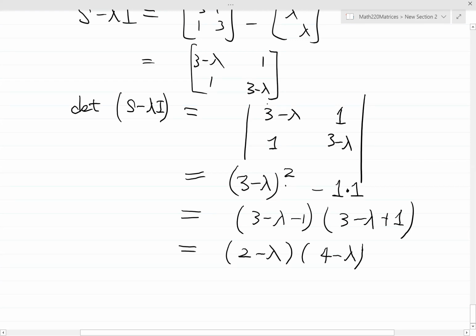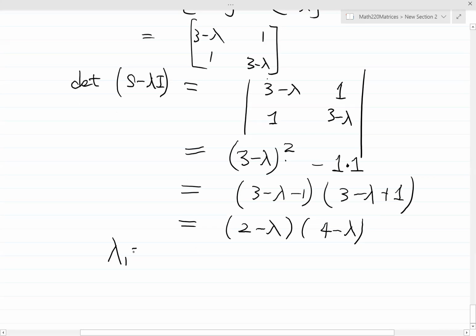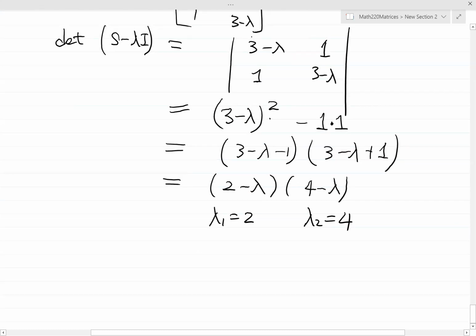So we have 2 eigenvalues. This is the characteristic polynomial. The roots of the characteristic polynomial tell us the eigenvalues. So lambda 1 is 2, lambda 2 is 4. Let me just write it. Lambda 1 is 2 here, lambda 2 is 4. So we count from each factor.